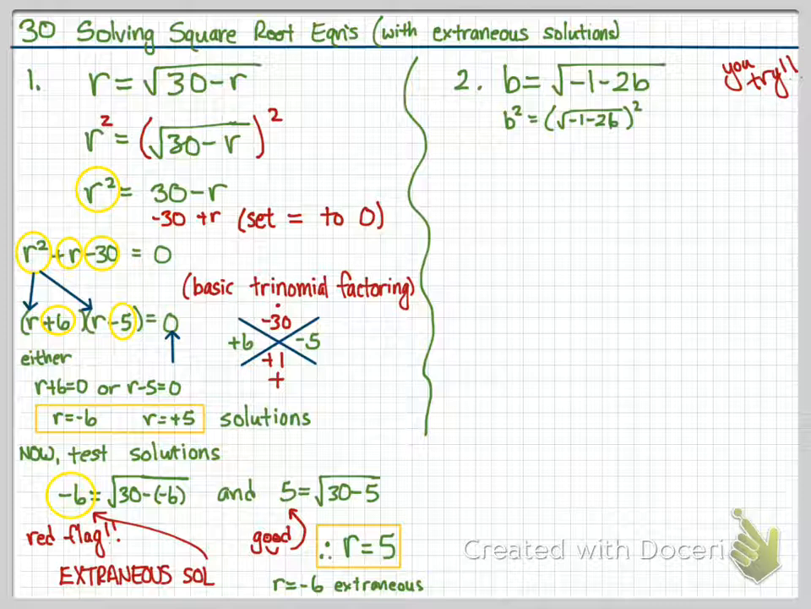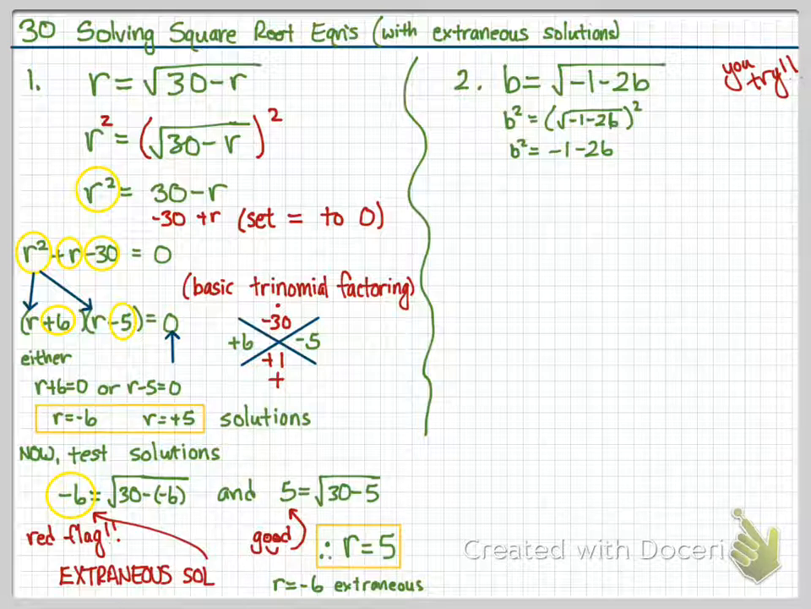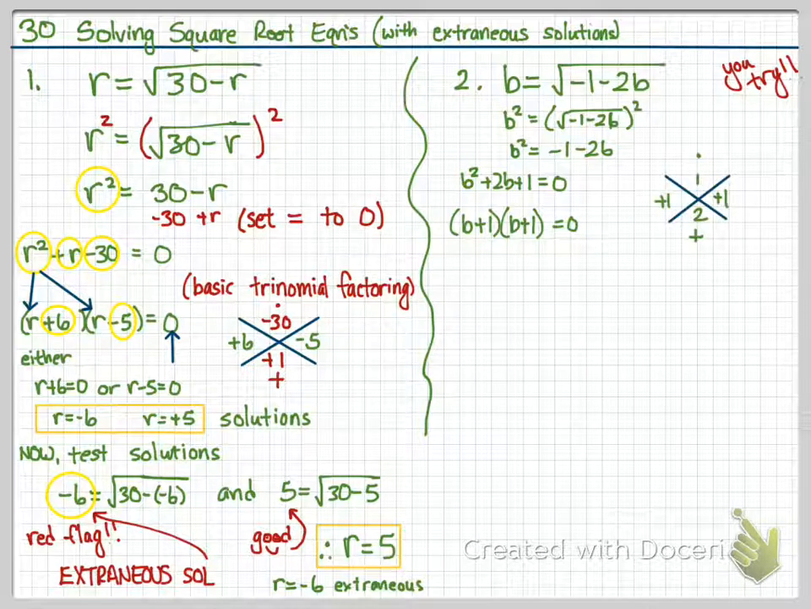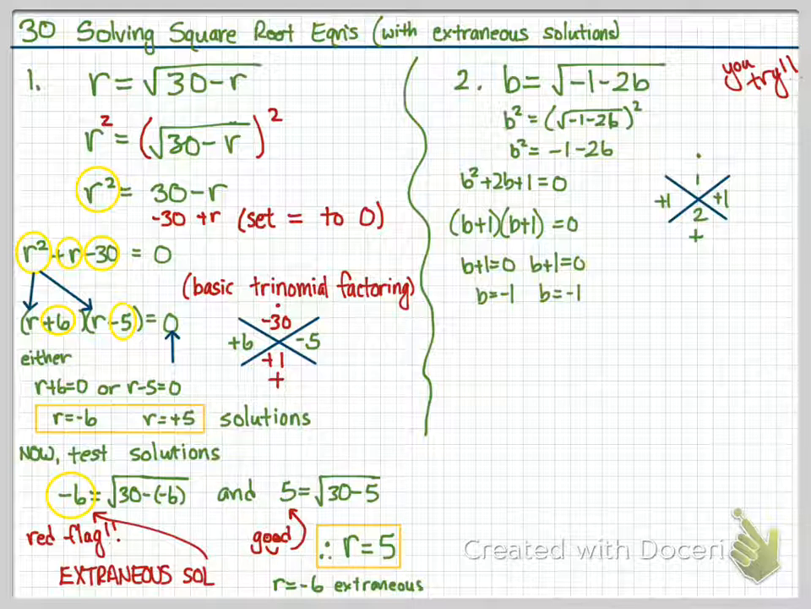Okay, welcome back. You square both sides. Hopefully you did that. B squared is equal to negative 1 minus 2b because the square root disappears. You move them over to the positive b squared side. You factor that. So the two numbers that multiply to be 1 and add to be 2 are plus 1 and plus 1. Set them equal to 0. And b is equal to negative 1 for both of them. So it looks like our solution is negative 1.